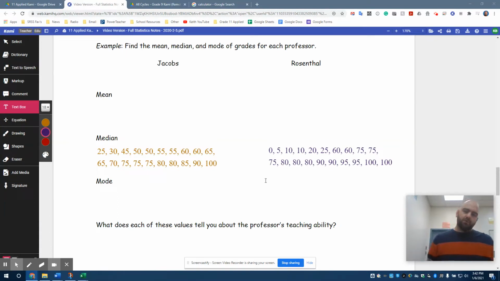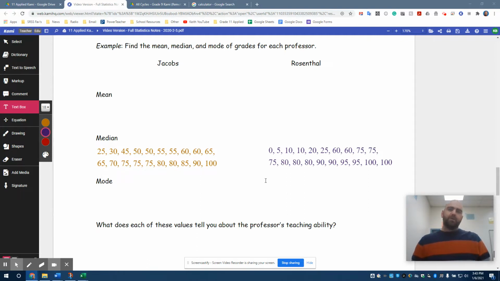Let's go back to our original example where we talked about which professor provides the best grades for students, or which professor has students that get the best grades in class. What you'll notice on the screen here is I've already, under median, listed all of the grades that we saw earlier from least to greatest, which is going to really help us with our median, and it's very important that we have them in least to greatest as well.